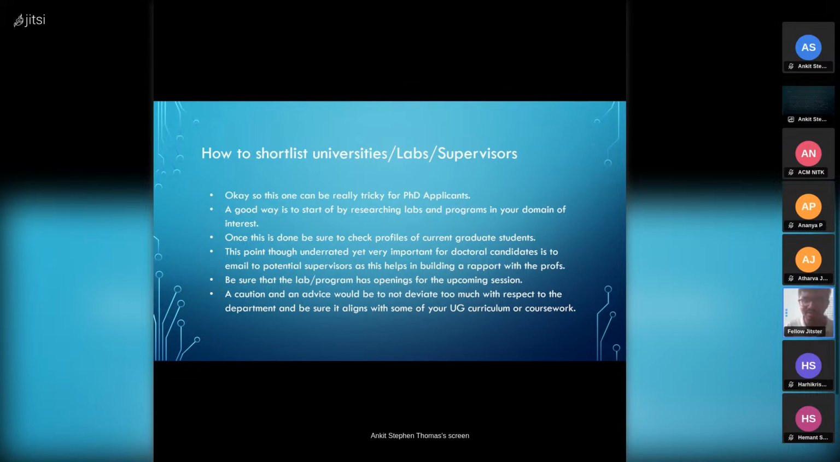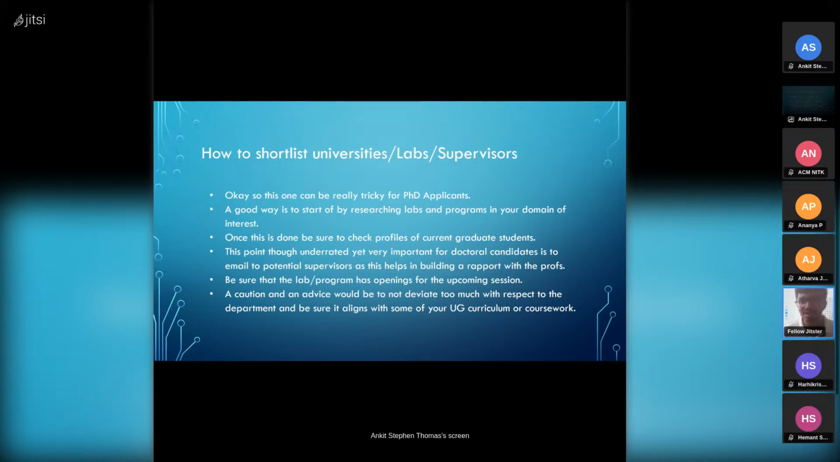As BTechs, we aren't really exposed to research. Deciding on what field of interest we have and whether the lab or the guide would fit us is really tricky. But a good way to start is by researching labs in your field of interest. So instead of searching for programs, I would suggest searching for labs that have your field of interest and projects in your field of interest. And once you identify such labs, you list them down in an Excel sheet.